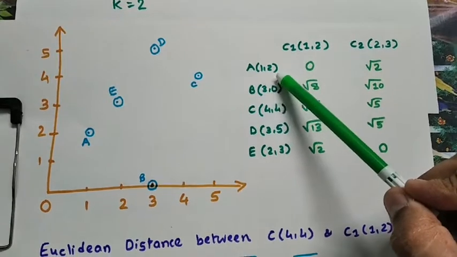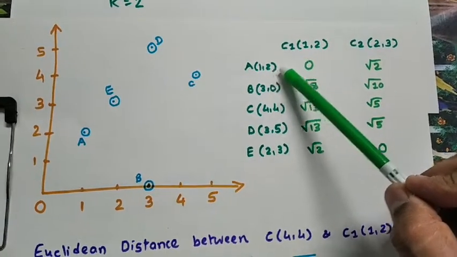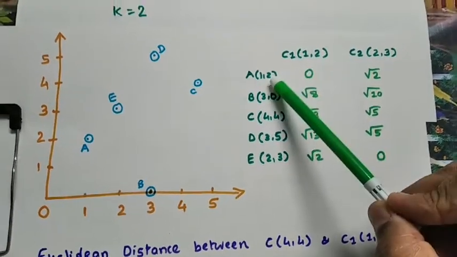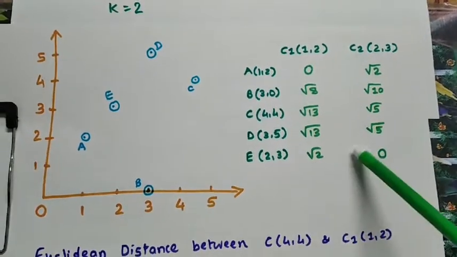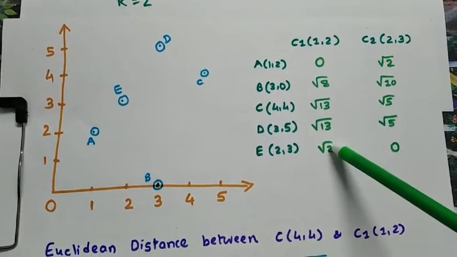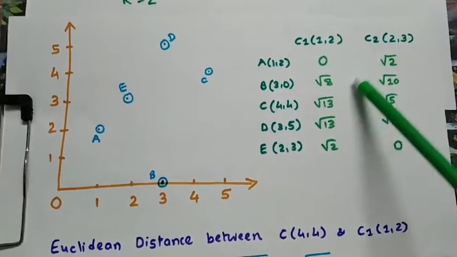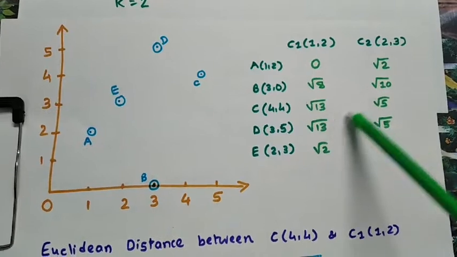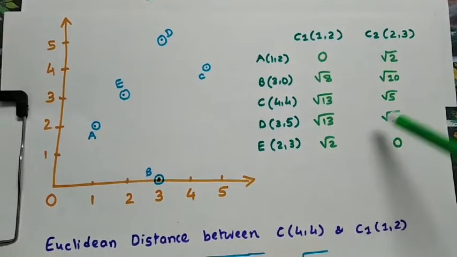We know that the Euclidean distance of one object with itself is 0. So A to C1 and E to C2 will be 0, while for the rest of them you will have to apply the Euclidean distance formula, which will give you the Euclidean distances as mentioned in this particular table.